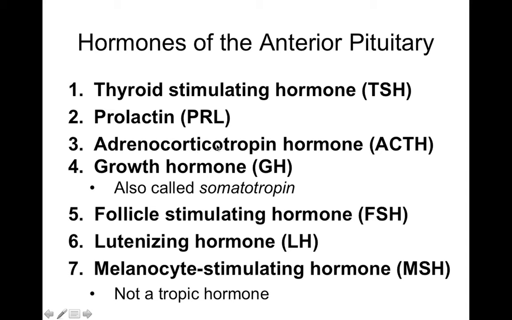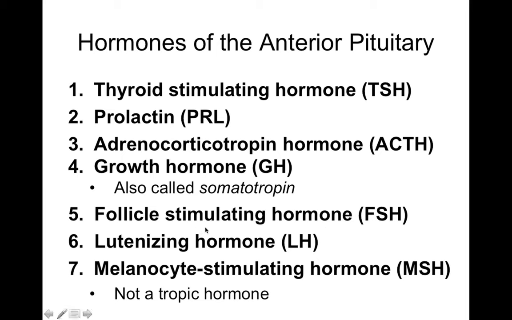Adrenocorticotropic hormone affects cells of the adrenal cortex. Growth hormone causes growth of skeletal tissues throughout your body. Follicle-stimulating hormone and luteinizing hormone influence mechanisms in your gonads in both males and females, like in the testes and the ovaries. Testes and ovaries are stimulated by FSH and LH in both males and females.